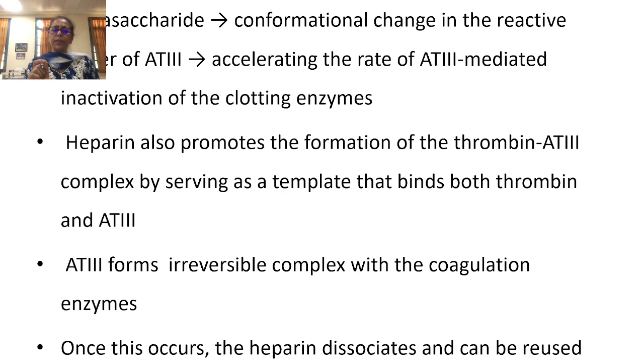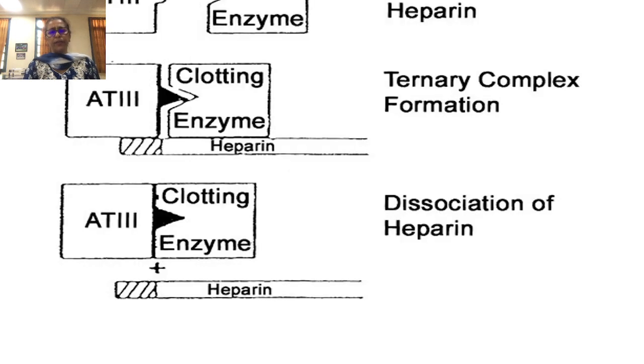It is heparin, thrombin, antithrombin. So antithrombin 3 forms an irreversible complex with coagulation enzymes, and once this occurs, heparin dissociates and can be reused. See, it is clear from this what I have told you.